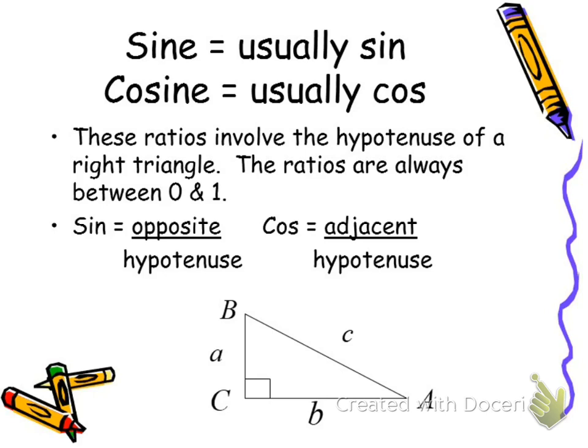These ratios involve the hypotenuse of a right triangle. The ratios are always between 0 and 1. So you will never have an improper fraction. Like on the warm-ups, we saw one where it was 15 over 8. That will not happen with sine and cosine. There'll always be a fraction between 0 and 1.